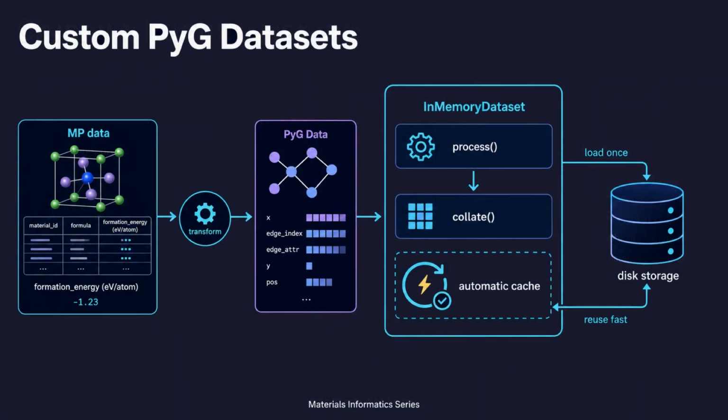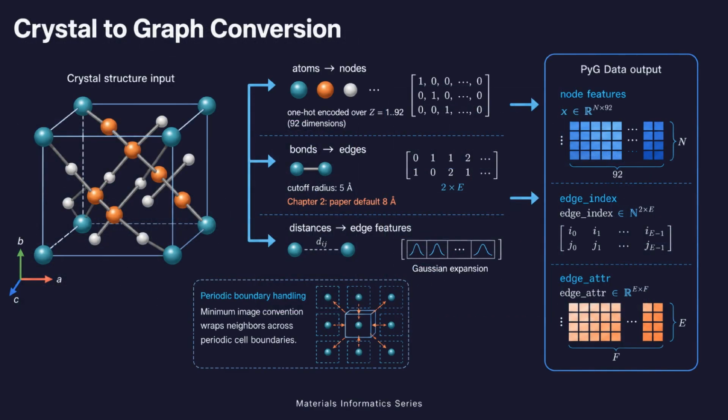Now let's learn how to create custom PyTorch Geometric datasets that efficiently handle Materials Project data. Converting crystal structures to graph format requires several steps. Atoms become nodes with one-hot encoded atomic numbers, giving multidimensional node features covering elements up to uranium. Bonds are created between atoms within a cutoff radius, typically 5 angstroms. Edge features come from Gaussian expansion of interatomic distances.